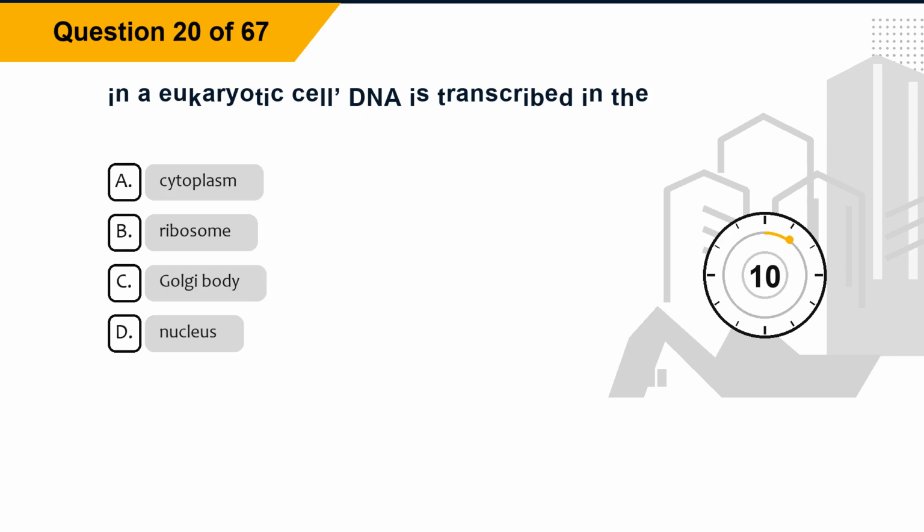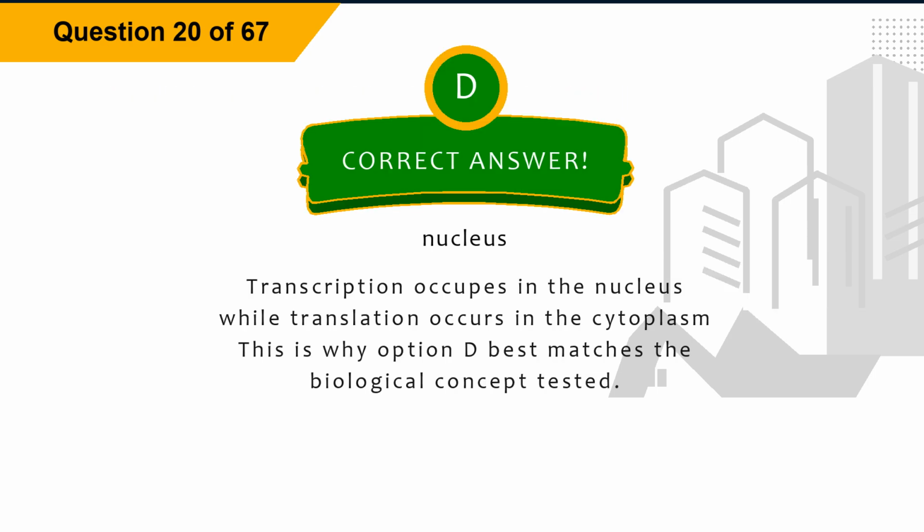Question 20. In a eukaryotic cell, DNA is transcribed in the: Option A, cytoplasm. Option B, ribosome. Option C, Golgi body. Option D, nucleus. The correct answer is option D, nucleus. Explanation: transcription occurs in the nucleus while translation occurs in the cytoplasm. This is why option D best matches the biological concept tested.